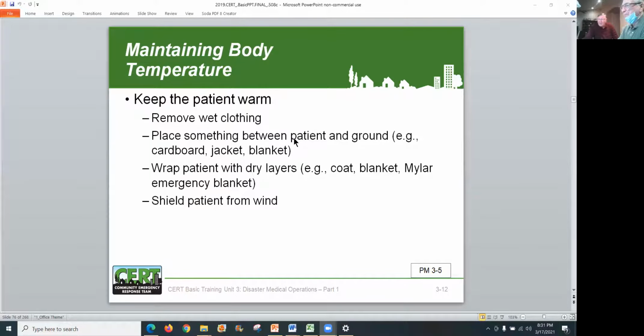Place layers between the patient and the ground, and wrap them in some layers. It says coat, blanket, Mylar emergency blanket. If you have a wool blanket, that's the best, because even if it's wet, it will keep the heat in. And wind, keep them out of the wind. Really bad.